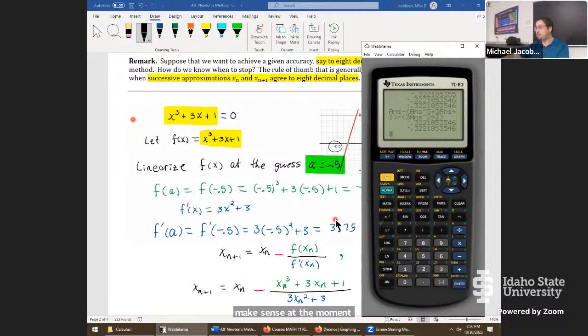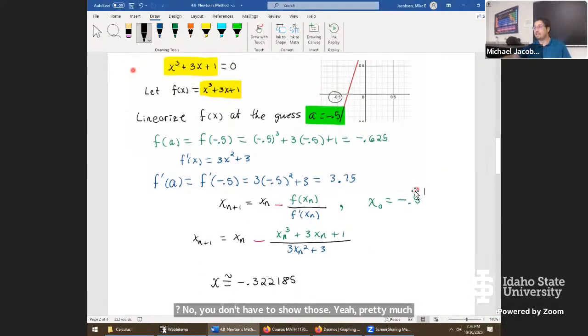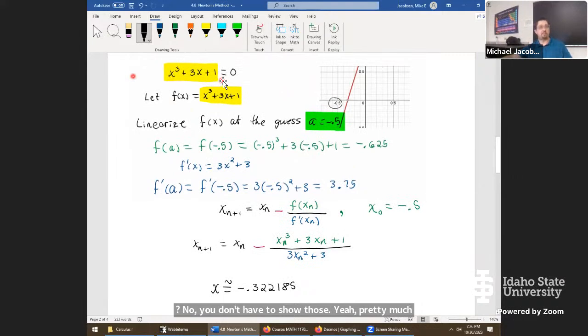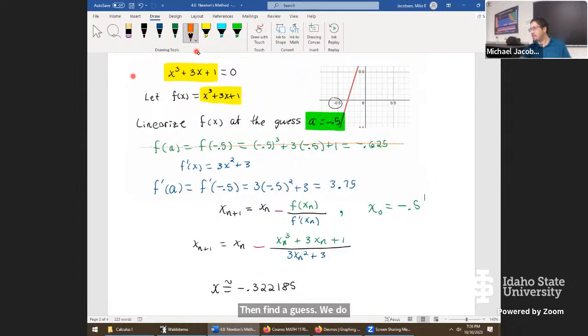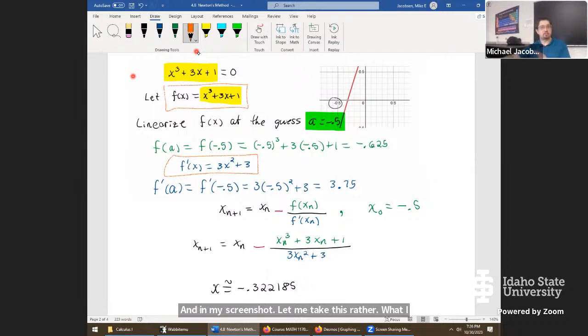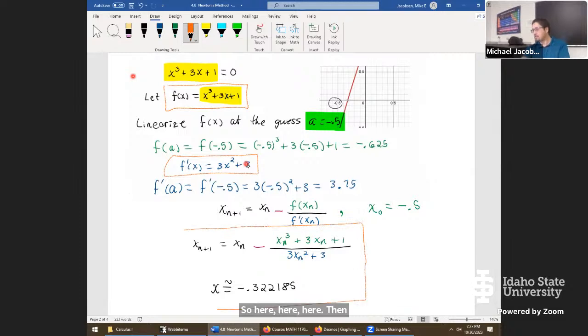No, you don't have to show those. Yeah, pretty much what you'd write on paper is just about what I got right here. You want to find a function by setting one side to 0, then find a guess. We don't actually need any of this. Let me just strike it through because I took a screenshot. And in my screenshot, what I would need is just this and this in the homework. Sorry, this is a problem that was bigger, and so it doesn't have as many steps as you need. So here, here, here, then write out this and your end value, and that's pretty much the end of the problem. So actually, they're pretty quick problems to get through.